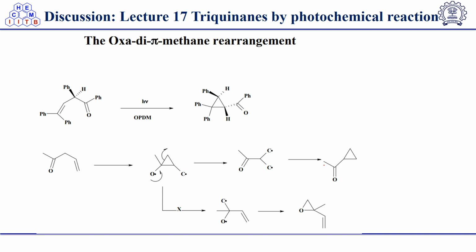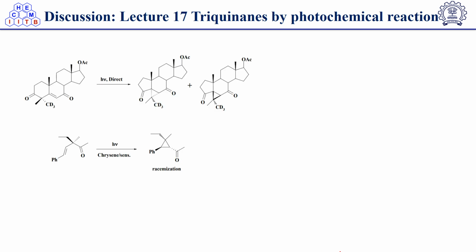We have seen that if a 1,3-acyl shift takes place, cyclobutanone will result rather than cyclopropane. So these are two examples of the oxa-di-pi-methane rearrangement. Here this bond is getting reduced to a 5-membered ring, and this is getting converted into a cyclopropane. Here also, as before, it is giving the cyclopropane ring as a product.